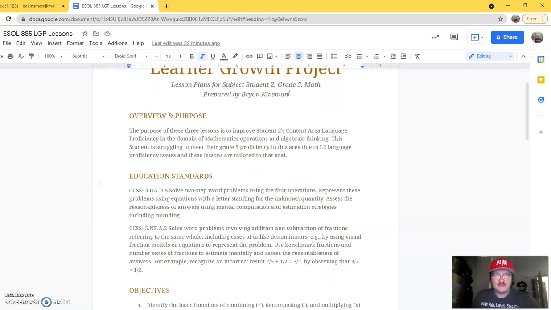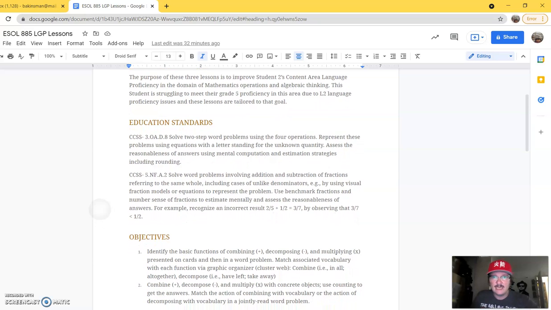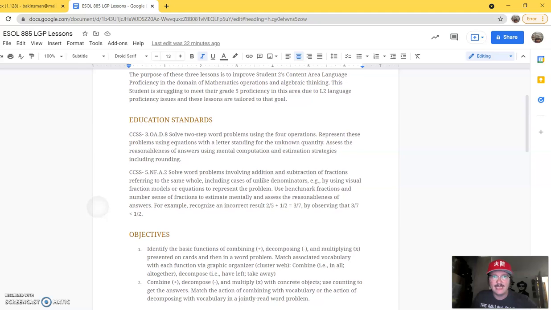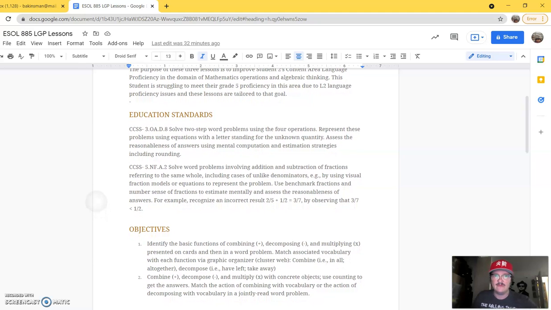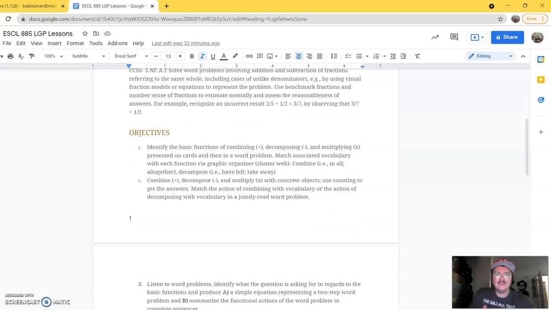So I designed these 3 lessons around mathematics, operations, and algebraic thinking and its associated content language. The student is struggling to meet proficiency for grade 5, and I think that's due to L2 language proficiency issues, especially after meeting with the student's mother, and she was very distraught over the recent change in math grades. So these are the standards that I used here.